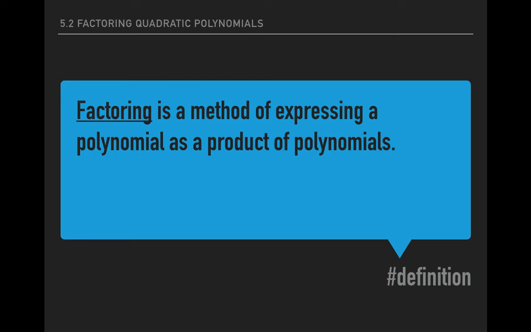We need to define what it is to factor. Factoring is just a method of expressing a polynomial as a product of polynomials. Factoring is essentially the inverse operation of distribution. That means when we factor, we are undoing distribution.